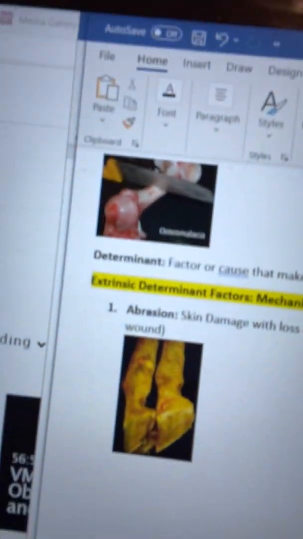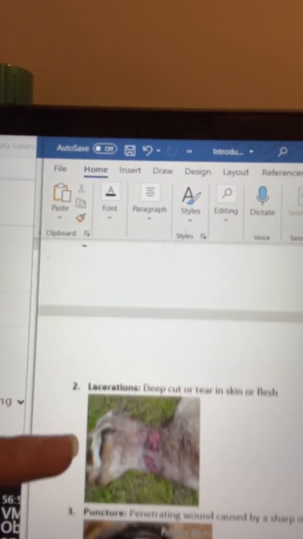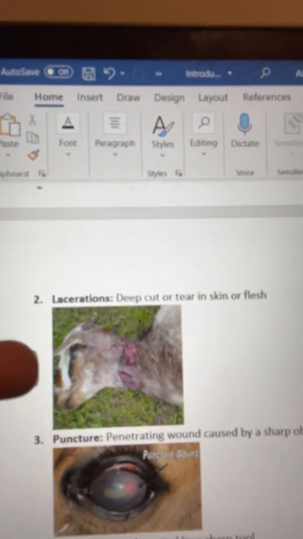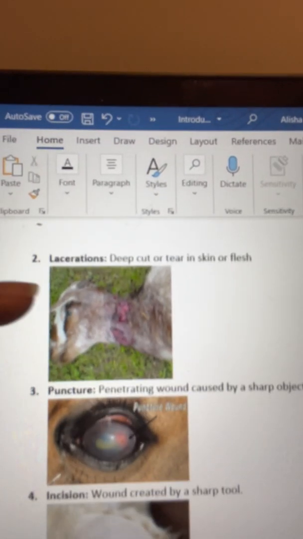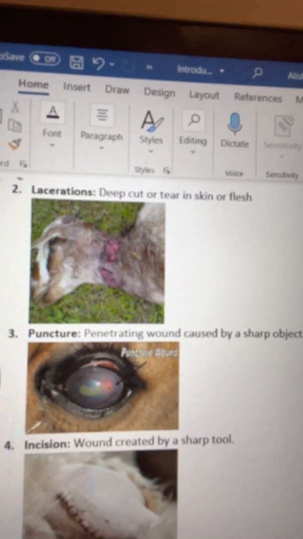So determinant factor or cause that makes something happen or leads directly to disease. So then we have extrinsic determinant factors, which are mechanical. We have abrasion, which is skin damage with loss of epidermis and portion of dermis. So this is a superficial wound here at the bottom. And then we have lacerations, which is deep cut or tear in skin of the flesh, which we have here. Then a puncture is penetrating wound caused by a sharp object, which is here.